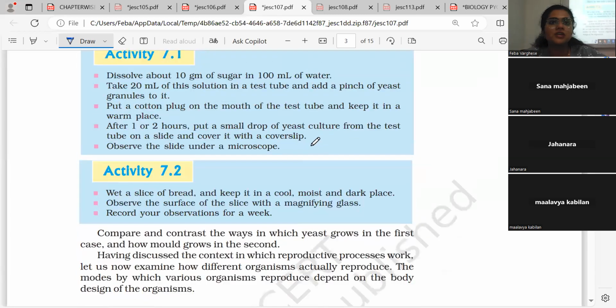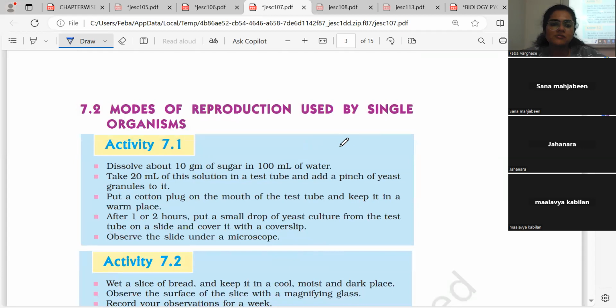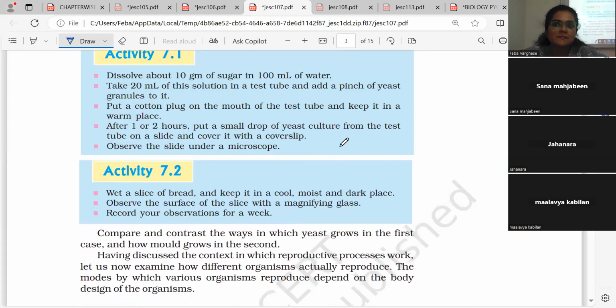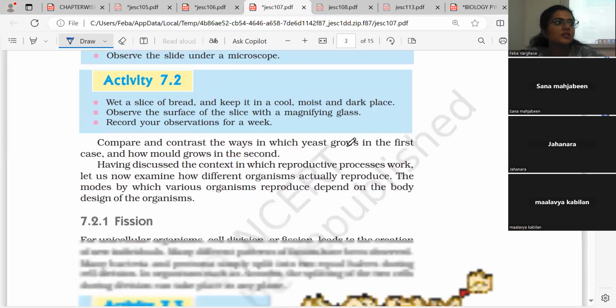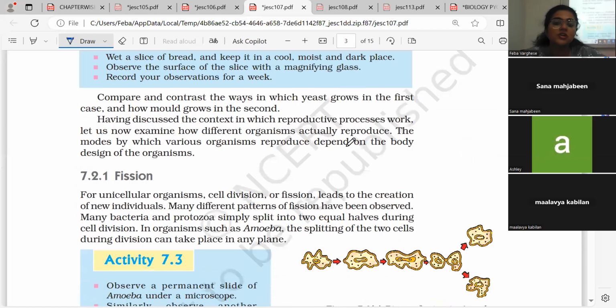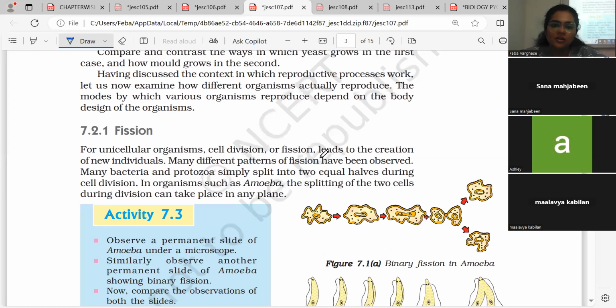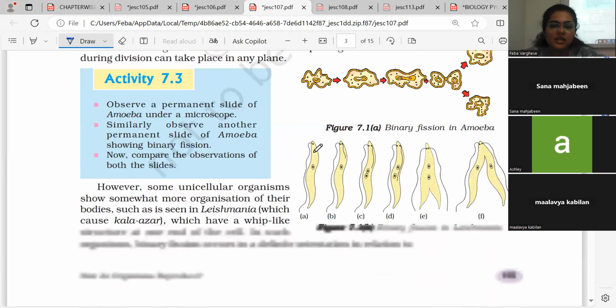Which are all the modes of reproduction in single-celled organisms? Binary fission, multiple fission, fragmentation, regeneration, budding, spore formation, vegetative propagation. Yes, all of these are asexual modes of reproduction. Fission is of two types: binary fission and multiple fission.